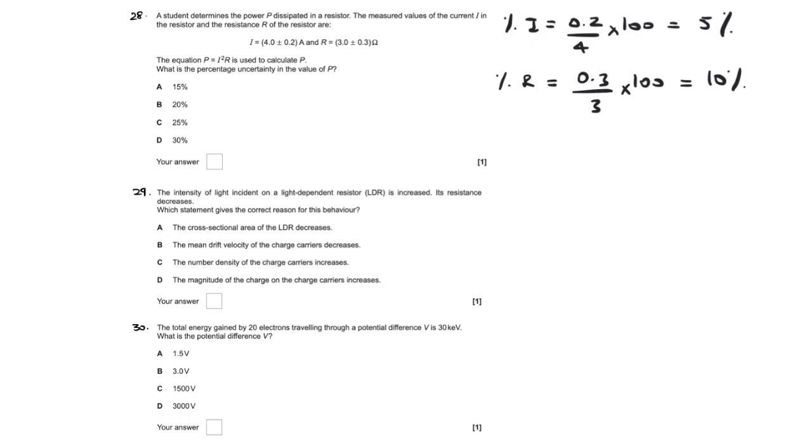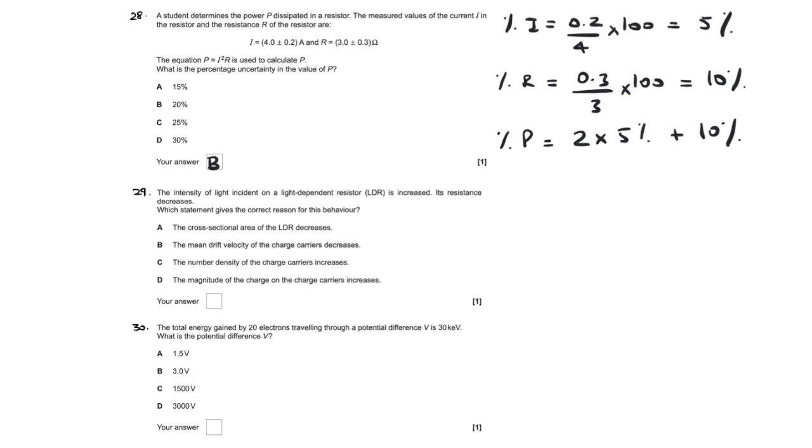So if you said A is the answer, then unfortunately that's not right. Why? Because I is squared. Therefore the percentage uncertainty in P is twice the percentage uncertainty in I. Because it's squared, you times that. If it was cubed, you would times it by 3, and so on and so forth. So 2 times 5, plus the 10, will give me B as the answer.